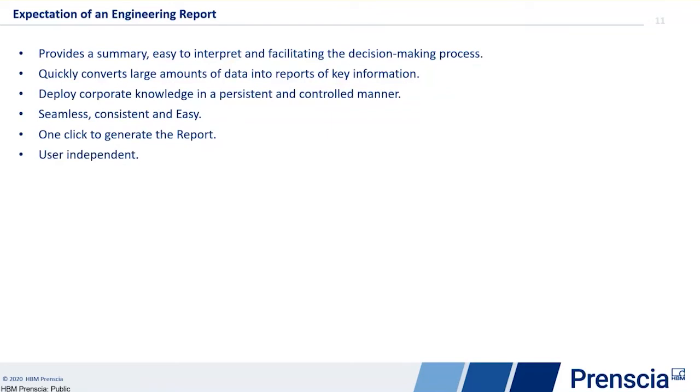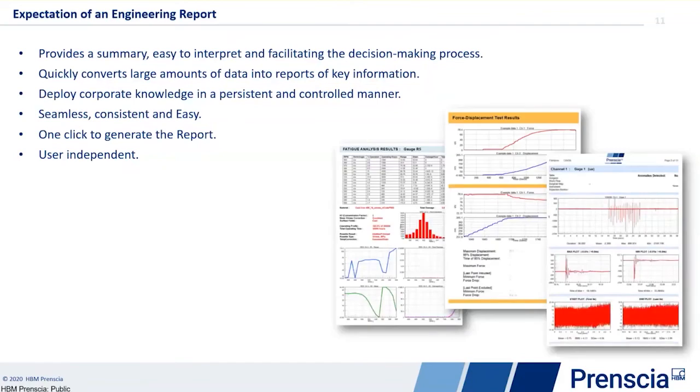And finally, it should be user independent. Say person A is generating a report, person B is generating a report, and person C is generating a report. There should be consistency, and things should not mismatch because of the person. So these are all the things I expect from an engineering point of view.